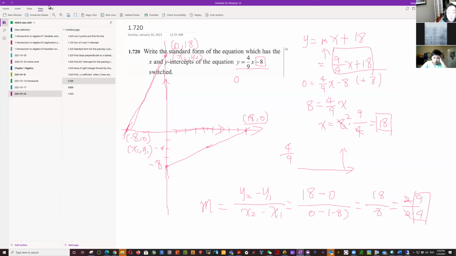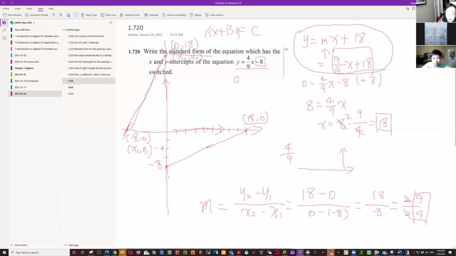Oh, excuse me. So basically, I wrote this in the wrong form. It needs to be in standard form. Standard form needs to be ax plus by equals c. So this is called slope-intercept form, so I need to expand this into standard form. So let me write it down.